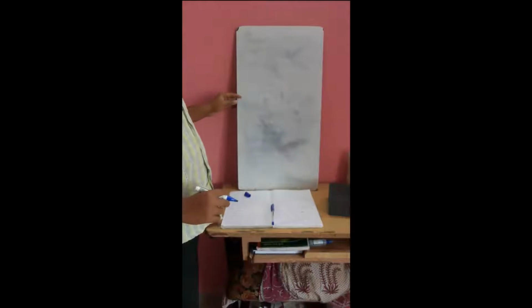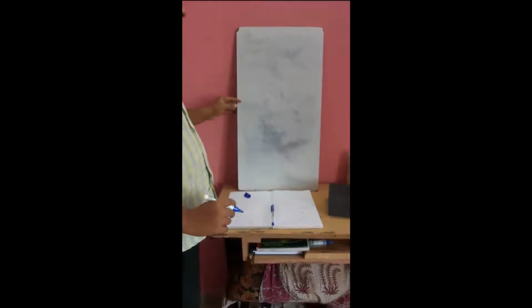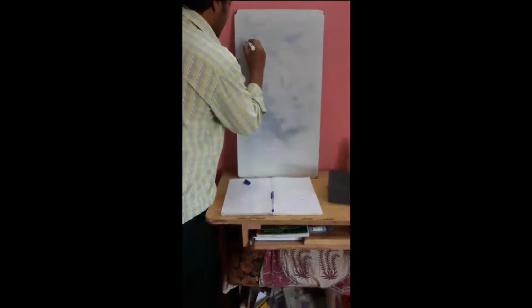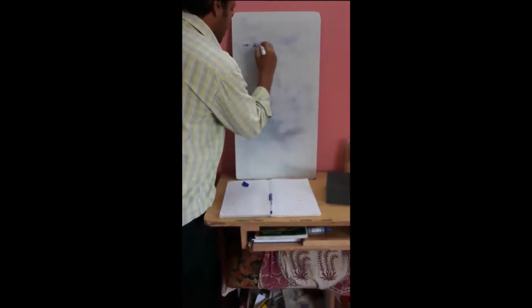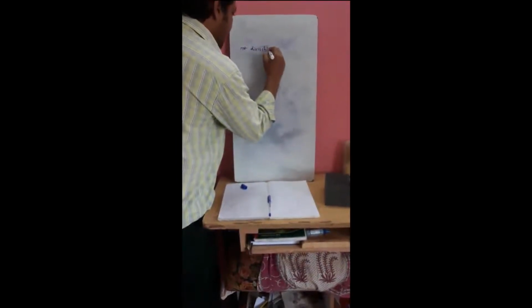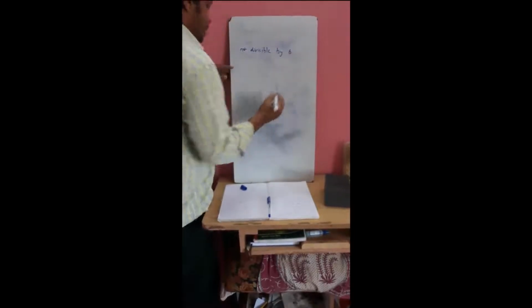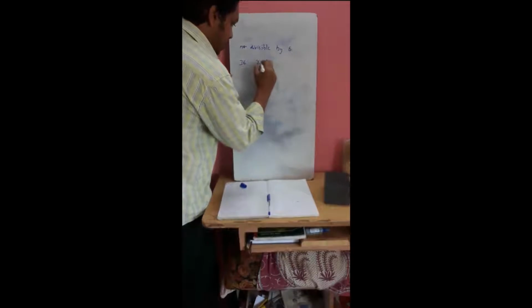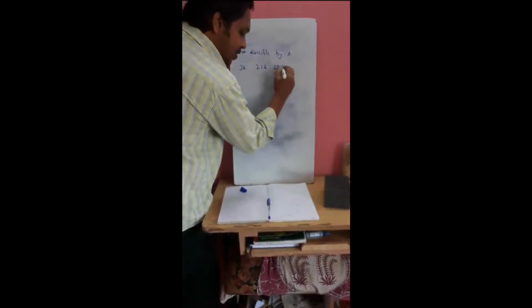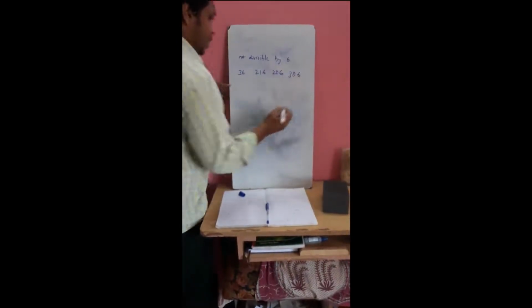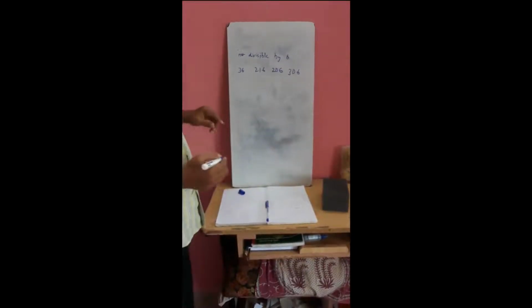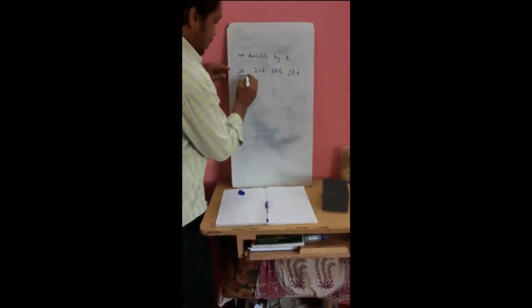The next problem which we are going to solve is: which of the following is not divisible by 6? The options are 36, 216, 206, 306. Which of the following is not divisible by 6 is the question. 36 is divisible by 6.